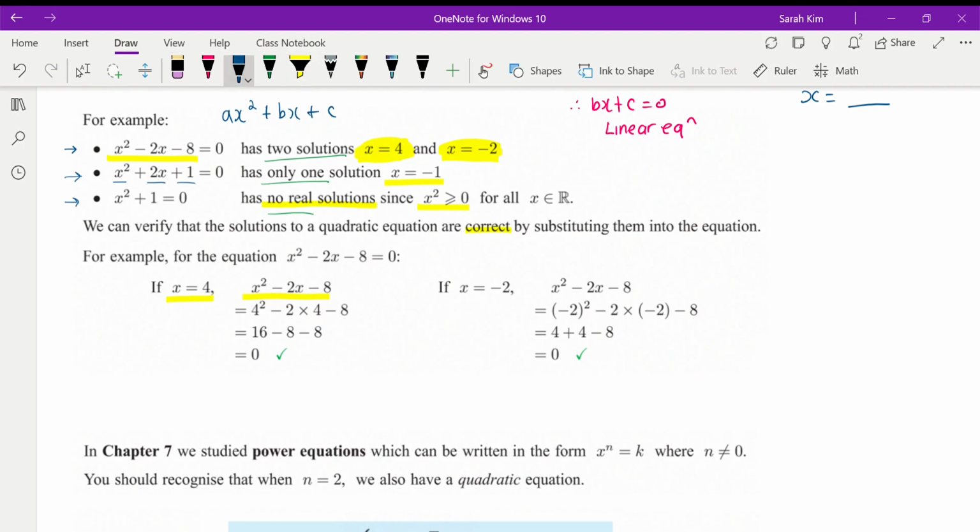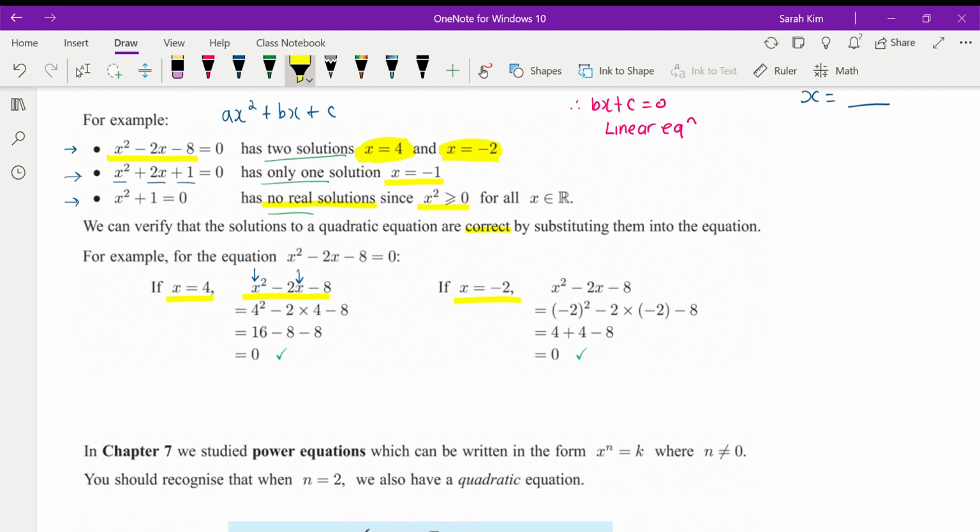So I substitute it in. Instead of writing x, anytime you see an x, you put a 4. So you take 4 squared, take 2 times x, take 8. So this will change into 16 take 8, which gives you 0. So yes, this equals 0, which is what we're trying to find. So this one definitely is a solution.